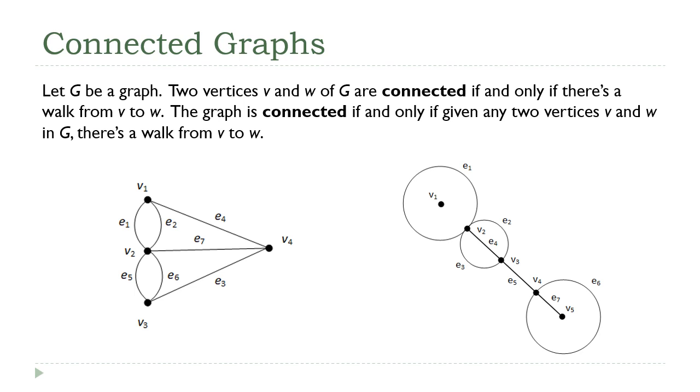So look at the two graphs here. The left-hand graph is connected. If you pick any two vertices, there's always going to be a walk between them. The right-hand graph, on the other hand, isn't connected, since there isn't a path connecting vertex v1 to vertex v2, or to any other vertex, right? But we only need one vertex that's somehow isolated from one other vertex for the graph to be considered disconnected.